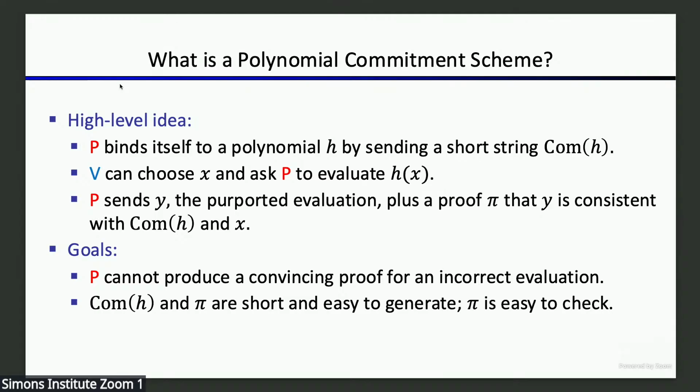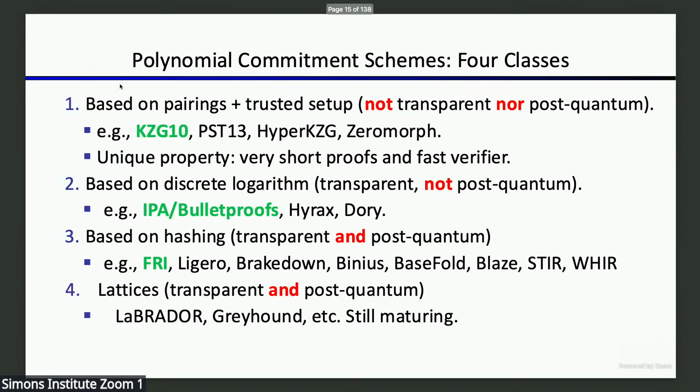So it says, hey, prover, tell me the evaluation I need and give me a proof that the answer you're giving me is consistent with the committed polynomial. Okay, so that's a polynomial commitment scheme. Again, you just naturally put it together with the polynomial IOP and you have your succinct interactive argument.